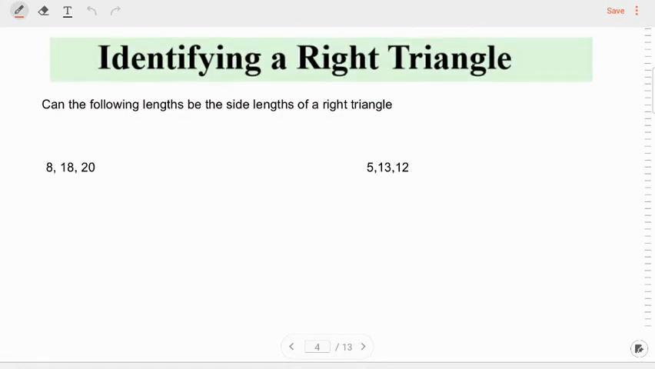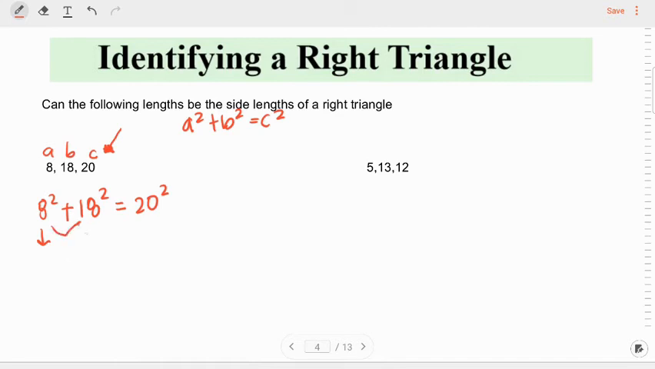Identifying a right triangle. Can the following lengths be the lengths of a right triangle? Now, I don't even have a picture this time for me to kind of guess which side is A, B, and C. So remember, the smallest one we're going to label A, the middle one is going to be B, and the biggest one is going to be C. Remember my formula is a squared plus b squared equals c squared, and it has to work in that formula in order to be a right triangle. So 8 squared plus 18 squared equals 20 squared.